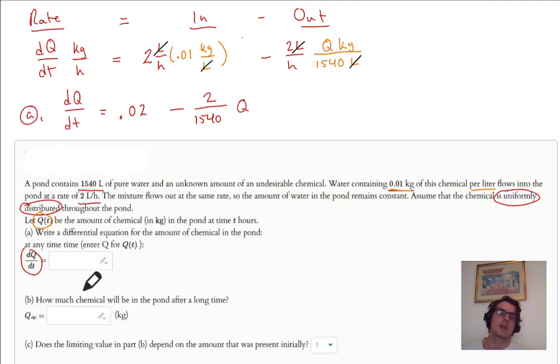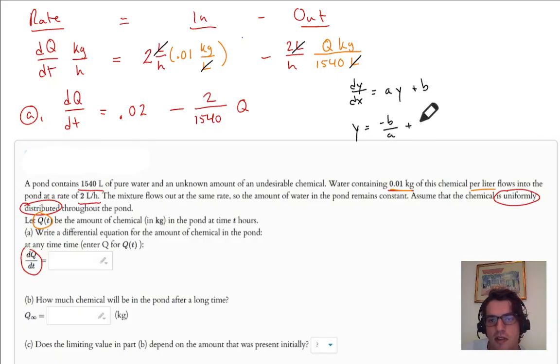Great. And question B says, how much chemical will be in the pond after a long time? So right now our equation doesn't have any t in it. But we notice that t is in the denominator of our derivative. So we can use the ansatz again, which I will quickly write. dy/dx equals ay plus b, and y is equal to negative b over a plus c e to the ax. So this is our ansatz.